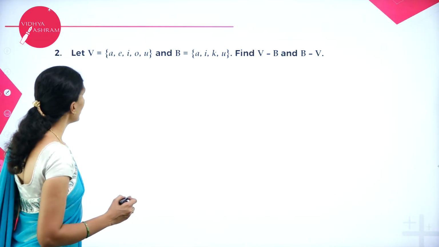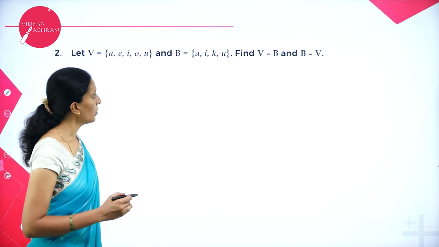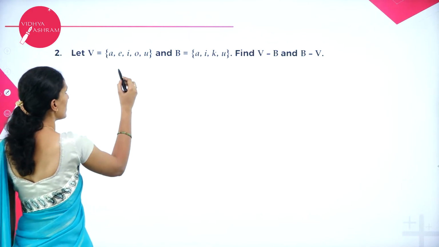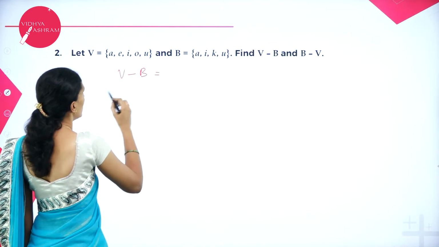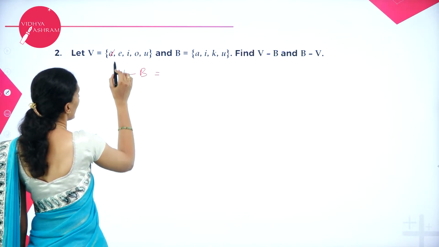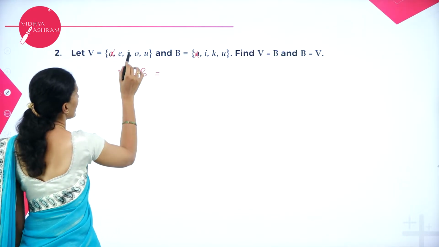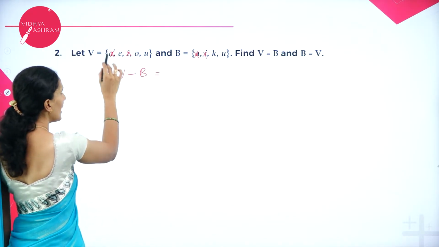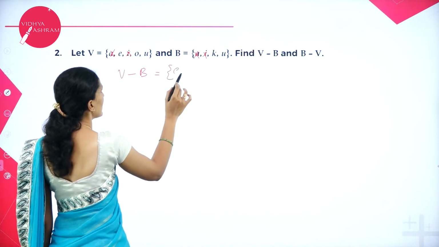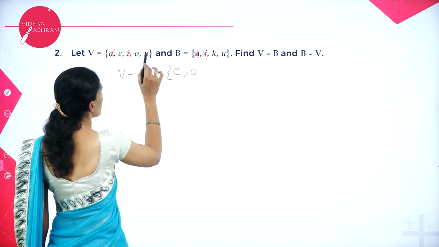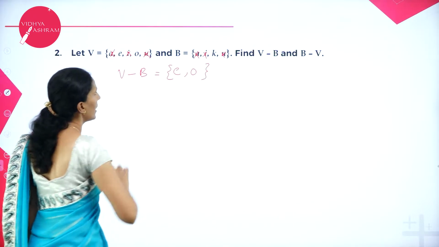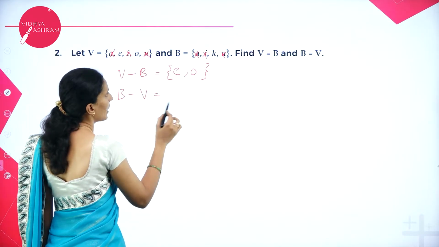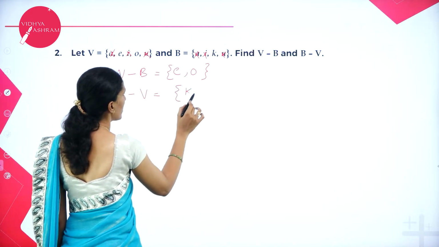Next I am taking one more example. We have V equal to {A, E, I, O, U} and B equal to {A, I, K, U}. What is V minus B? So remove the common elements: A, next I. V minus B means only elements of V, so that is E, O. U is also common, so remove it. So only E and O. Next, B minus V is the element K.